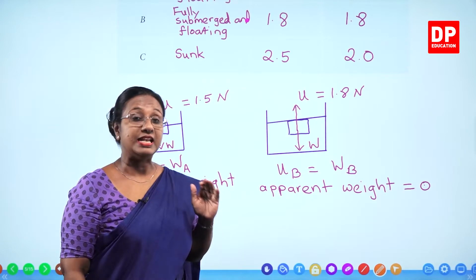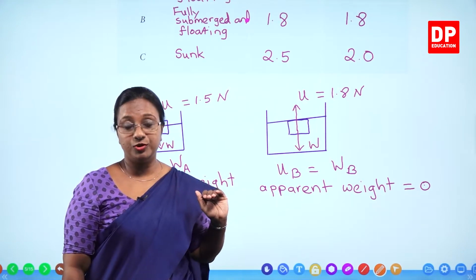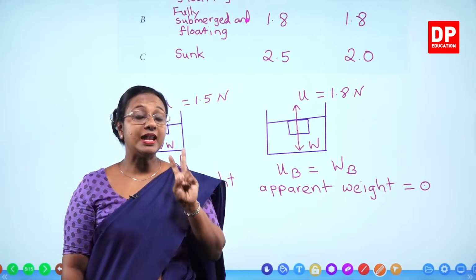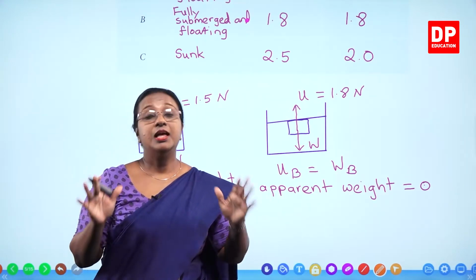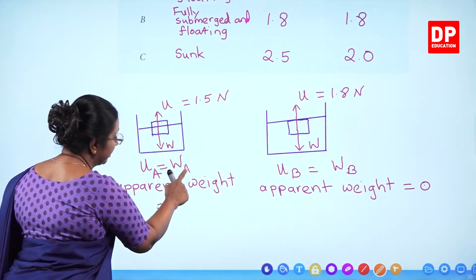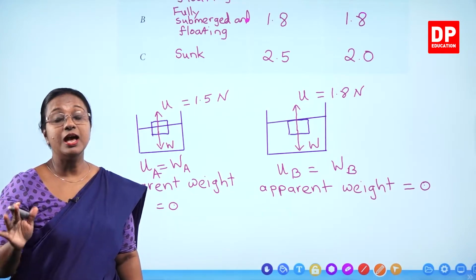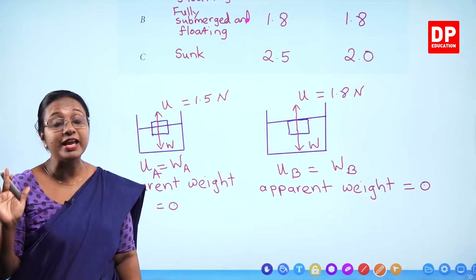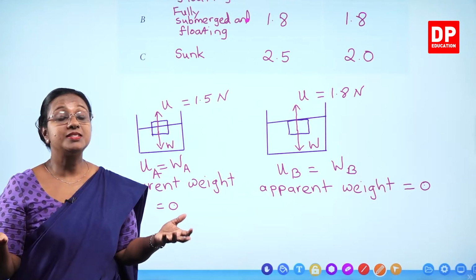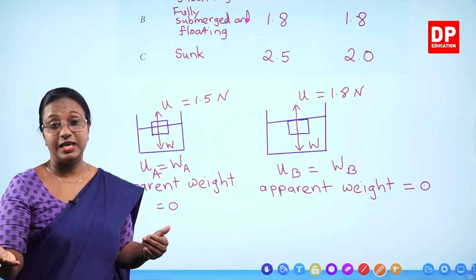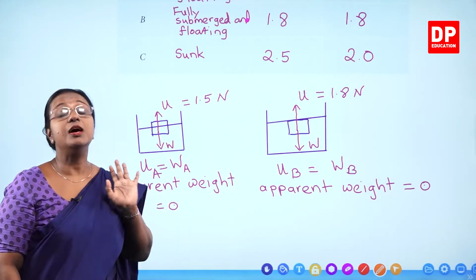Upthrust is also more. That is why it's still floating, but it is completely submerged and floating. So, you have to remember and understand these two concepts. When the object is floating, always the upthrust will be equal to weight. So, for an object that is floating in a fluid, upthrust is equal to the weight of the object. But depending on the object, the amount of upthrust that is exerted by the fluid will vary. So, because of that, the way it gets submerged will vary.